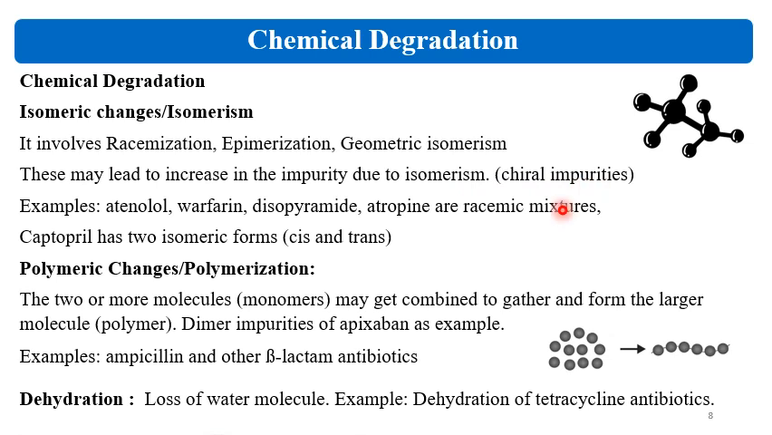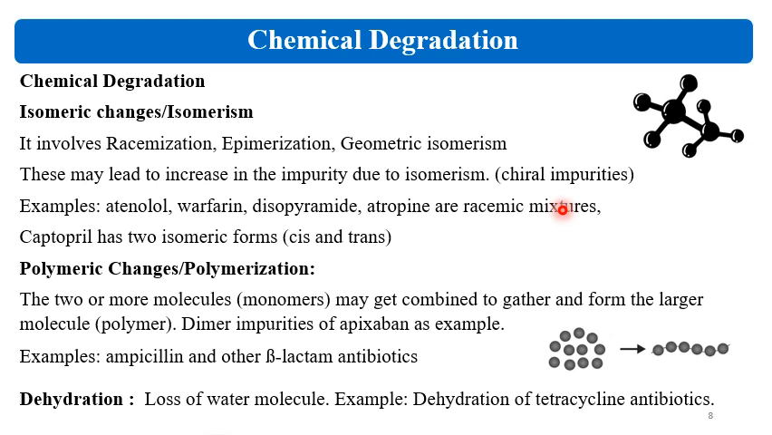If your API has a specific isomeric activity and the other isomer does not have any activity or is toxic, then this chemical degradation due to isomerism will have a much greater impact. The examples are atenolol, warfarin, disopyramide, atropine. These are the racemic mixtures. And captopril, this is an antihypertensive API and it has two isomeric forms.